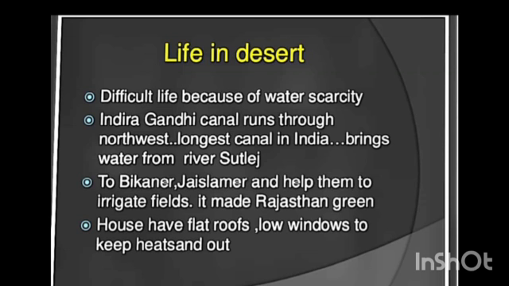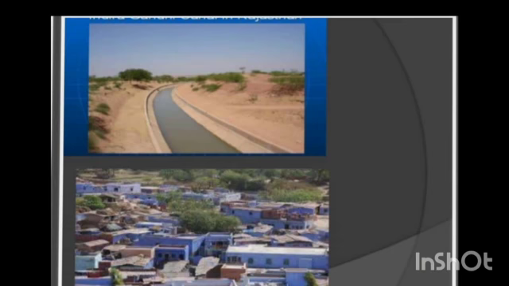Houses in Rajasthan have flat roofs and very small and low windows to keep the heat and sand out. Here you can see some pictures of the small towns and villages of Rajasthan.